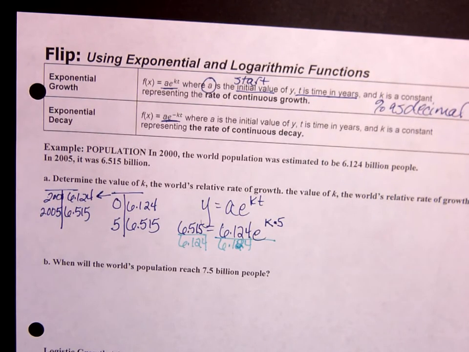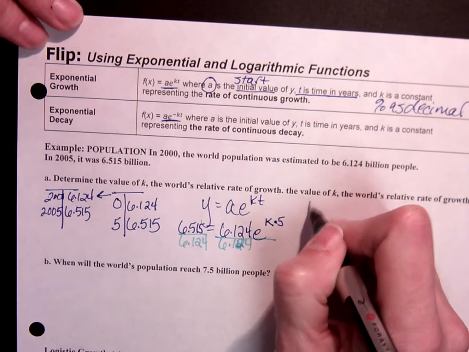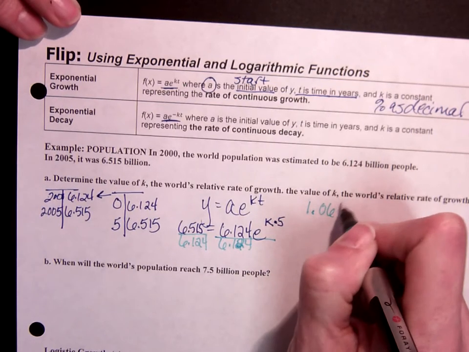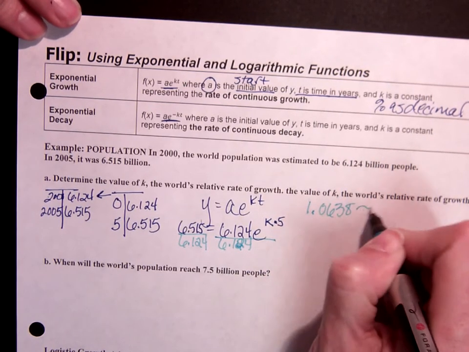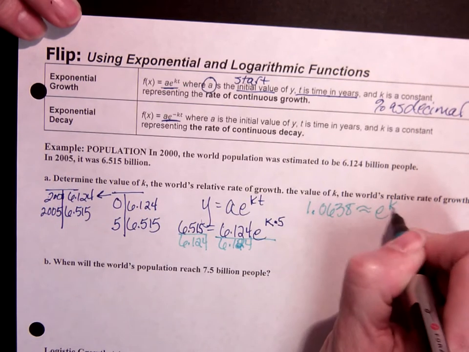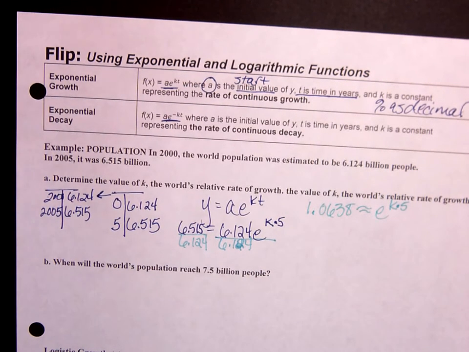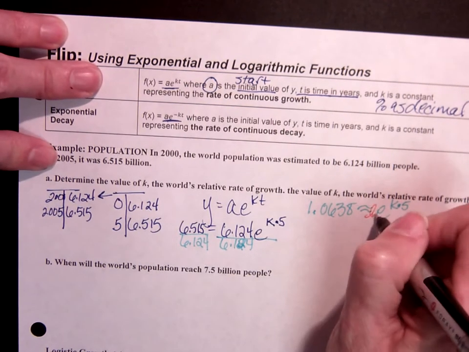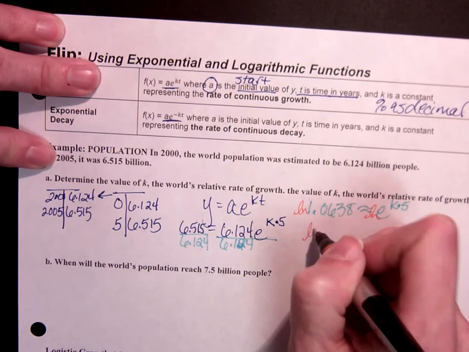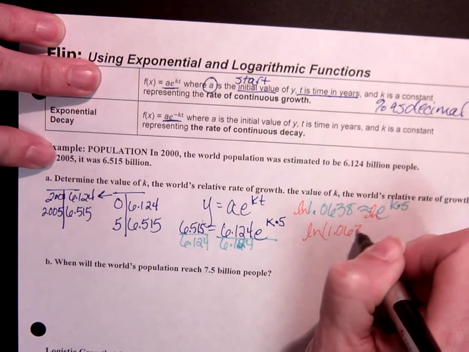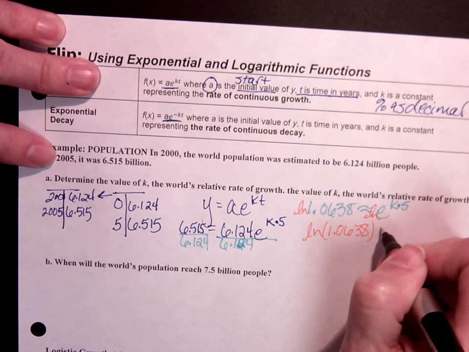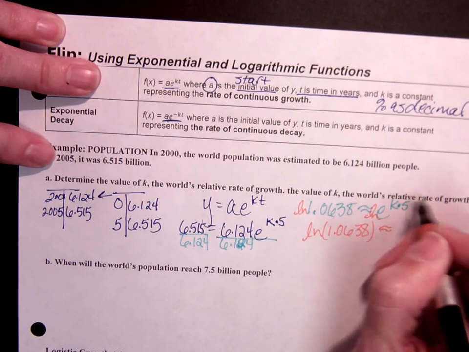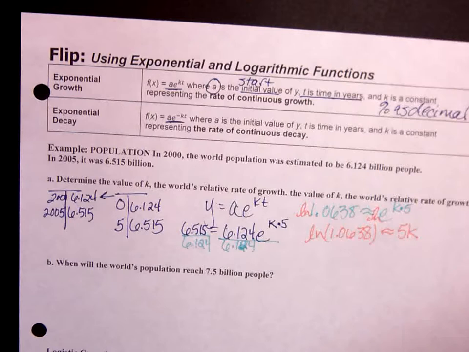6.515 divided by 6.124 gives us 1.0638 equals e to the k times 5. Because it's base e, we're going to take the natural log. And the natural log of 1.0638 is approximately, instead of k times 5, I'm just going to write 5k because that's how we're used to looking at it.